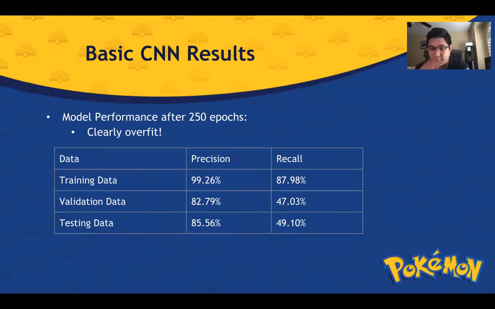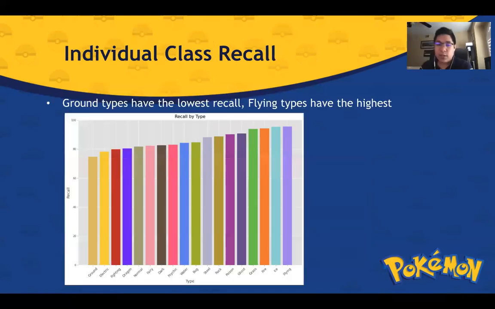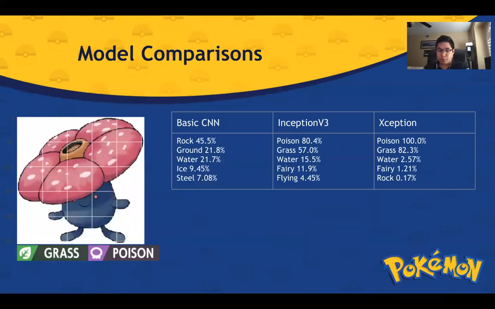When we look at the basic CNN results, you can see that versus the training data, the testing data has very low recall, almost half. This suggests that our model is clearly overfit. But when we look at the Xception model results, we can see that after 30 epochs, the training data and testing data both perform very well. So when we look at individual class recall, we can see that ground types struggle the most and flying types have the highest recall, meaning that our model classifies them most accurately.